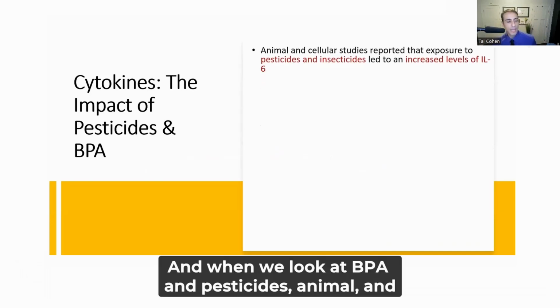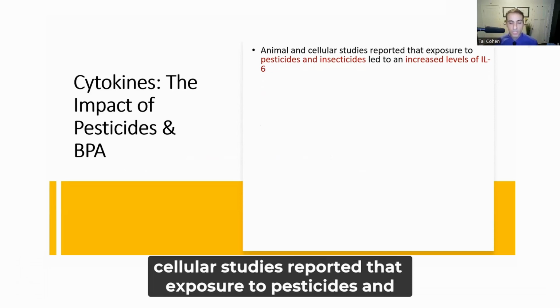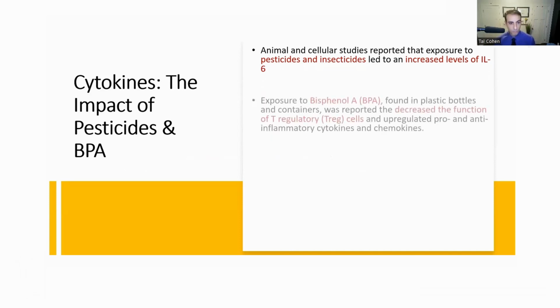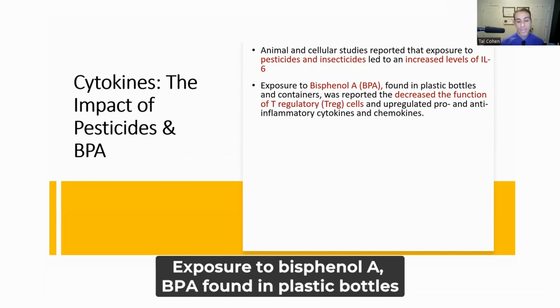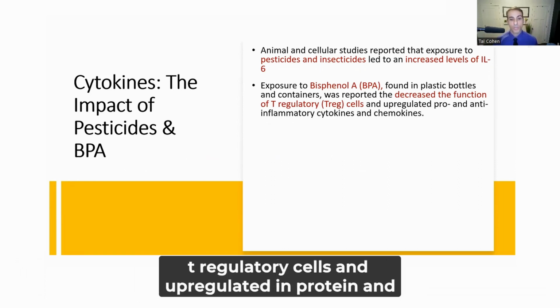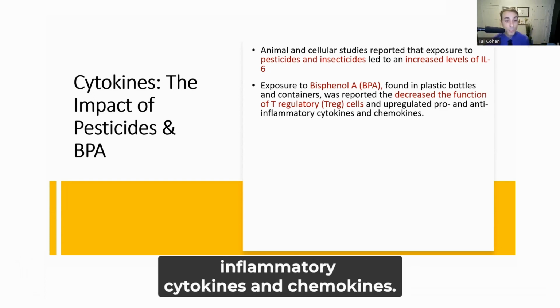And when we look at BPA and pesticides, animal and cellular studies reported that exposure to pesticides and insecticides led to increased levels of interleukin-6. Exposure to bisphenol A, BPA, found in plastic bottles and containers was reported to decrease the function of T-regulatory Treg cells and upregulate pro and anti-inflammatory cytokines and chemokines.